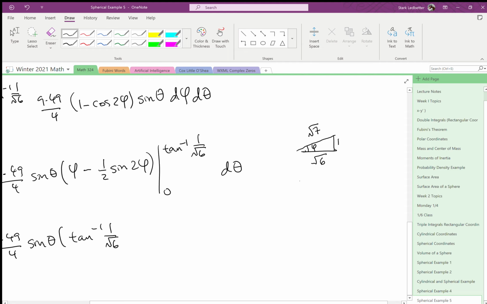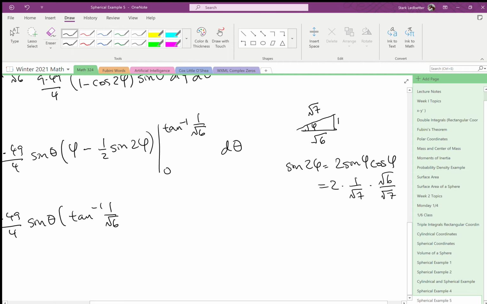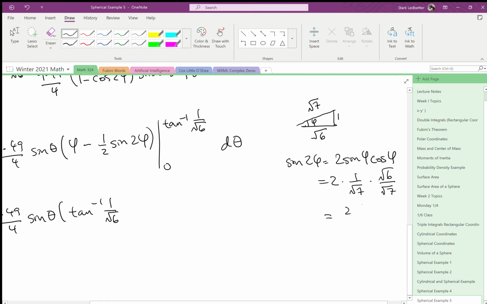Okay, so that means sine 2 phi is 2 sine phi cosine phi, right? And sine phi is 1 over root 7. Cosine phi is root 6 over root 7. So this is actually 2 root 6 over 7. So with a little bit of geometry, I don't need to write sine of 2 times tan inverse 1 over root 6. I can actually figure out what sine of 2 phi was. So that's kind of slick.